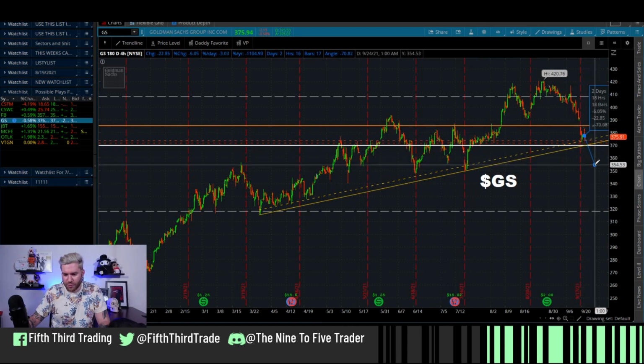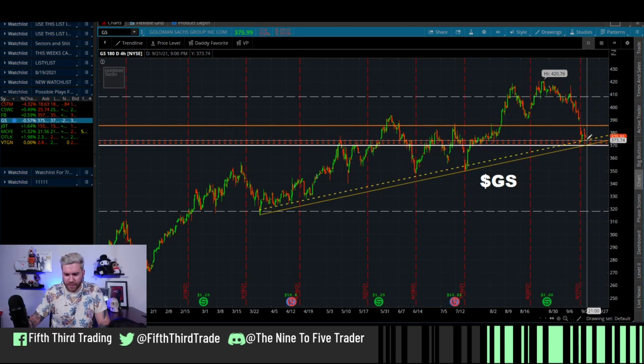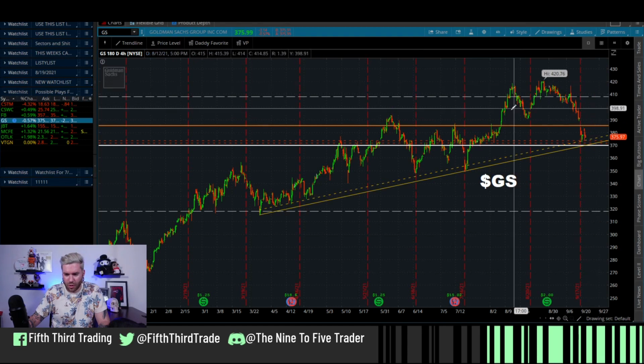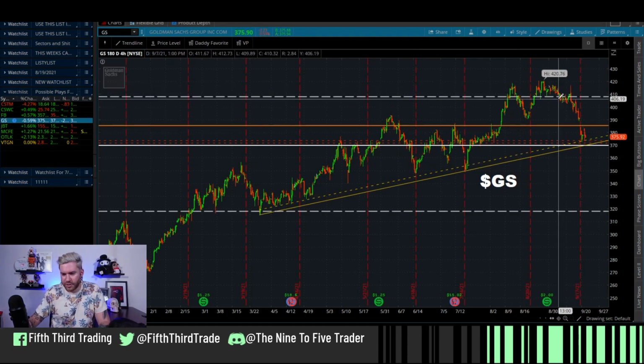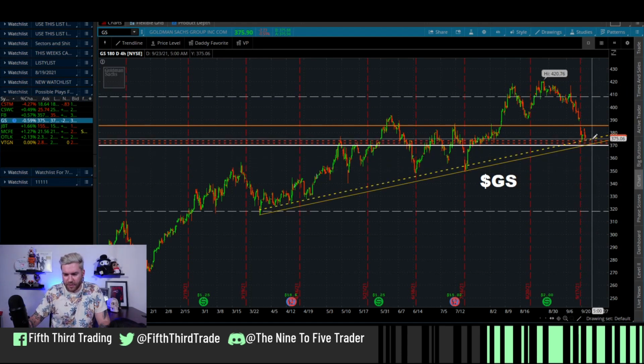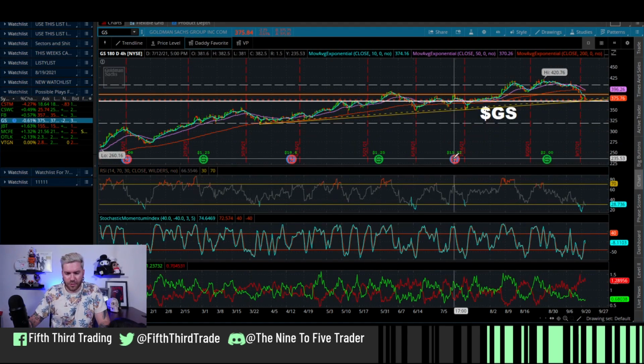Old resistance, support, support, support. This comes down to 350, absolute steal. If it shows life here, this trend keeps going. We're going to be forming a new ascending triangle possibly, or a new uptrend. It's gorgeous either way. I want to buy at 350. If I see life here, I want to buy here. I want to see where Goldman Sachs is headed.